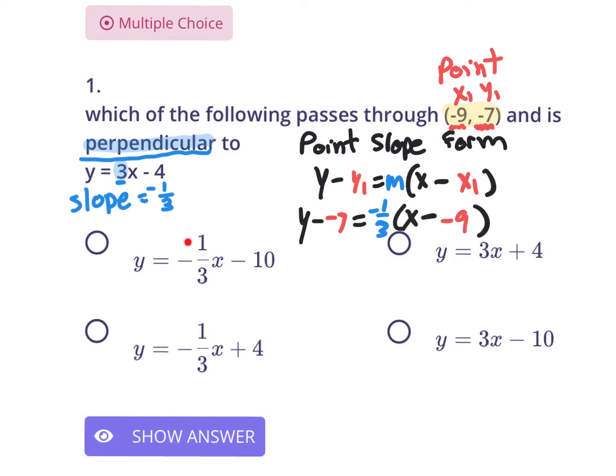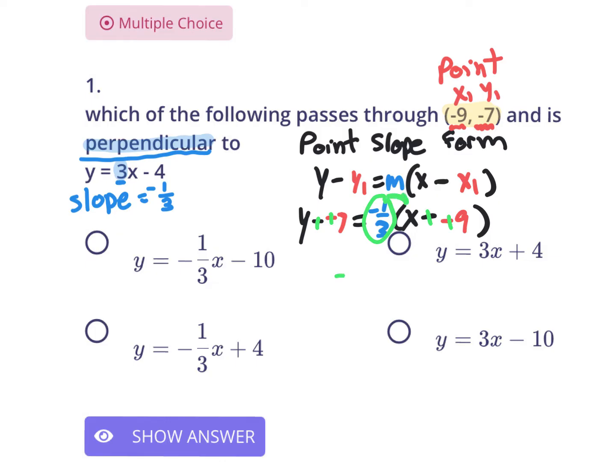And obviously, if you look at your multiple choice answers, none of them are in point-slope form, so they're all in slope-intercept form, y equals mx plus b, which means that we need to change it, get y by itself, and get rid of those parentheses by distributing. So let's begin by changing the minus to plus on all of these. Now we're going to take the -1/3 and distribute it.